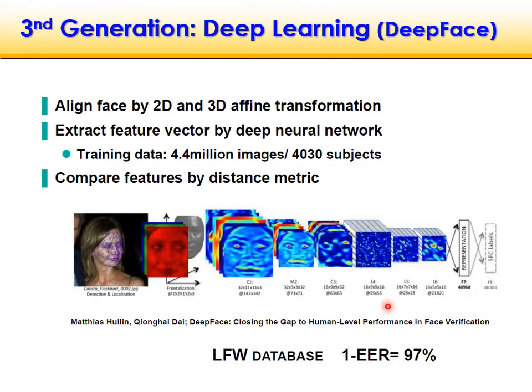We really need millions of images. For example, in this particular work, they use 4 million images from 4,000 subjects in order to estimate all the parameters in the network. Usually we have also millions of parameters in the network that we have to train. And you can see that the performance of the best second generation works was around 90%. We can reach here 97, 98, 99% performance in a very difficult database. So really excellent performance.